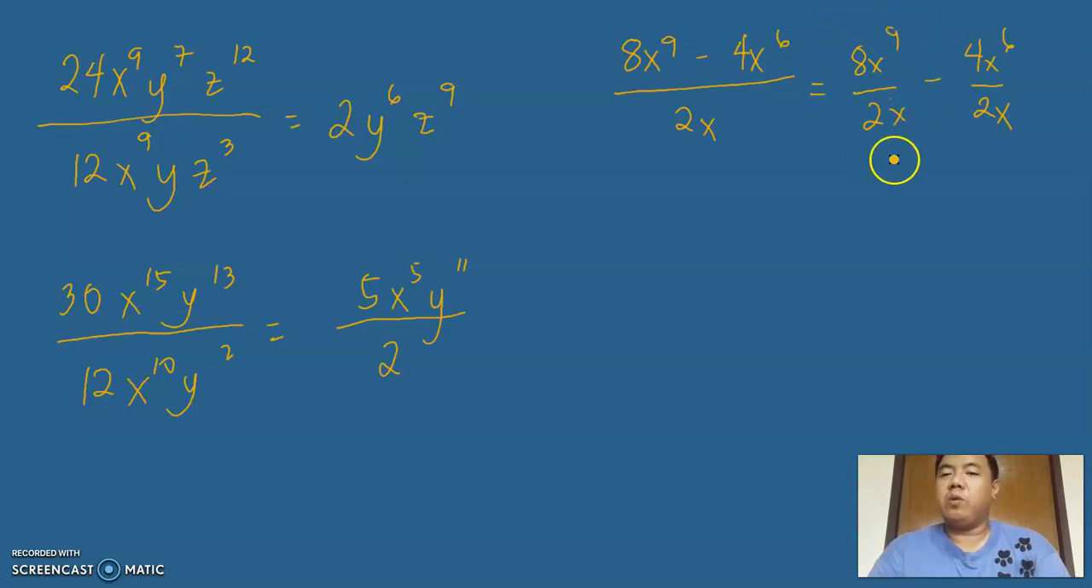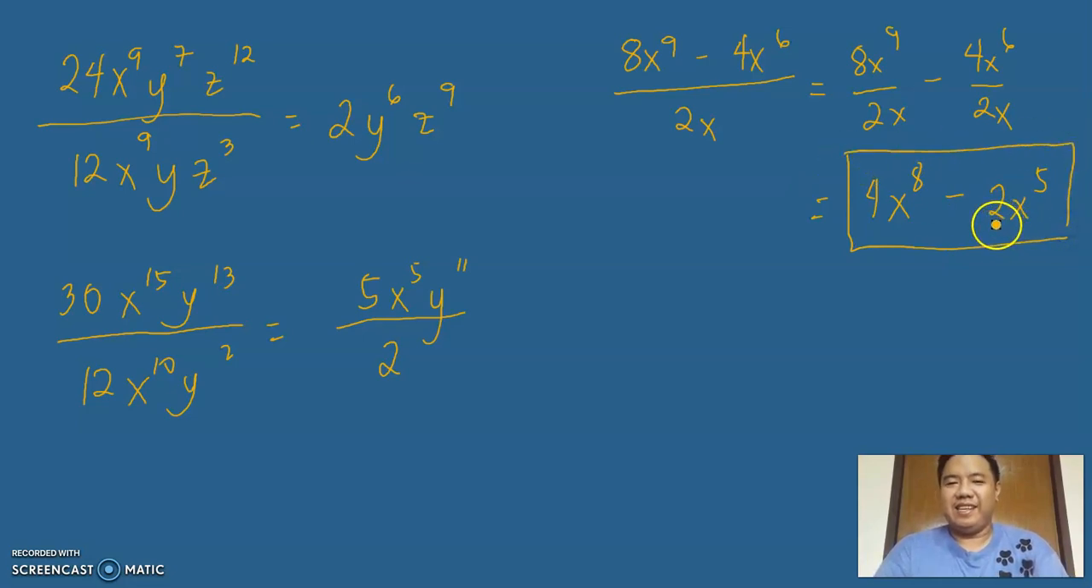Now, you can divide this. Diba? Yan naman ang natutunan natin kanina. What is 8x raised to 9 divided by 2x? So, 8 divided by 2 is 4. X raised to 9 divided by x is x raised to 8. Very good. Then the other one, 4 divided by 2, it's 2. Very good. And x raised to 6 divided by x, it's x raised to 5. So, ayan na po ang sagot.